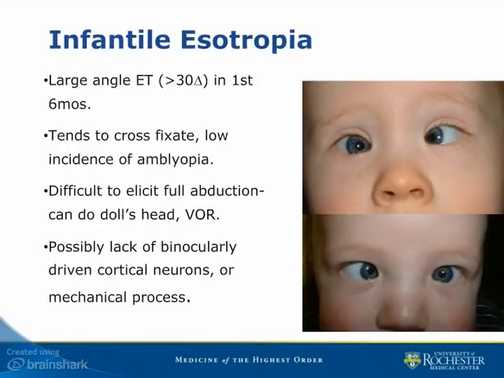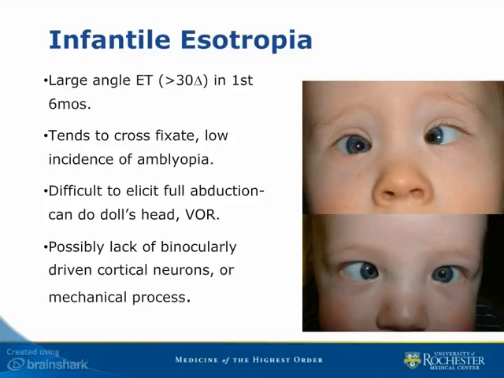Okay, we're going to discuss infantile esotropia. It's fairly uncommon, but it is a large angle esotropia, usually greater than 30 and often up to 40 or 50 prism diopters. And it's diagnosed in the first 6 months of life, either by parental report or by pictures. These patients tend to cross-fixate, so the right eye looks to the left and left eye looks to the right. So they have a low incidence of amblyopia.